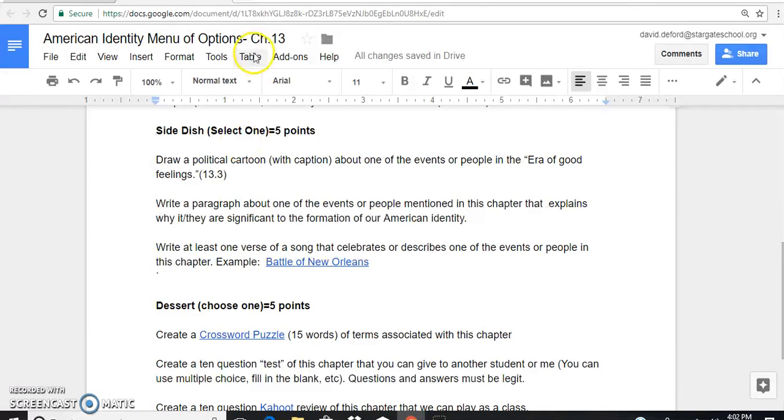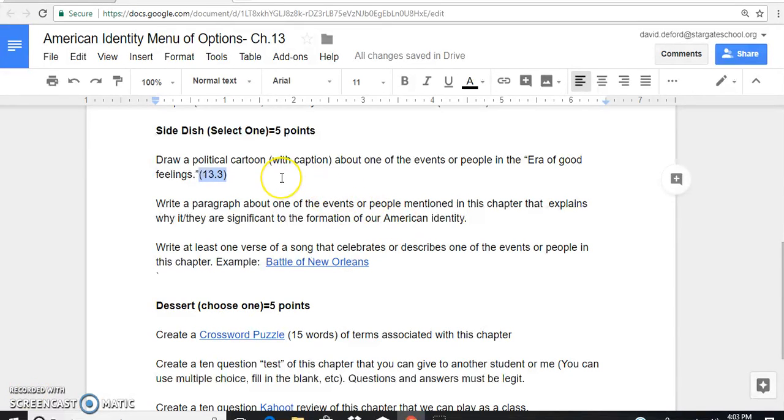Onto the side dish. So for this one, you have 3 options, and it's worth a total of 5 points. So again, you have to do one of the 3 things. First option, you can draw a political cartoon with a caption about one of the events or the people in the era of good feelings. This is section, as it says, 13.3.